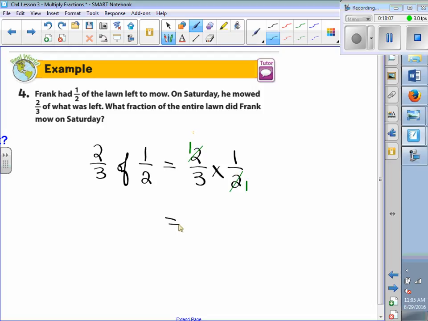1 times 1 is what? And 3 times 1 is 3. So he had 1/3 of the lawn left to mow. Are there any questions?